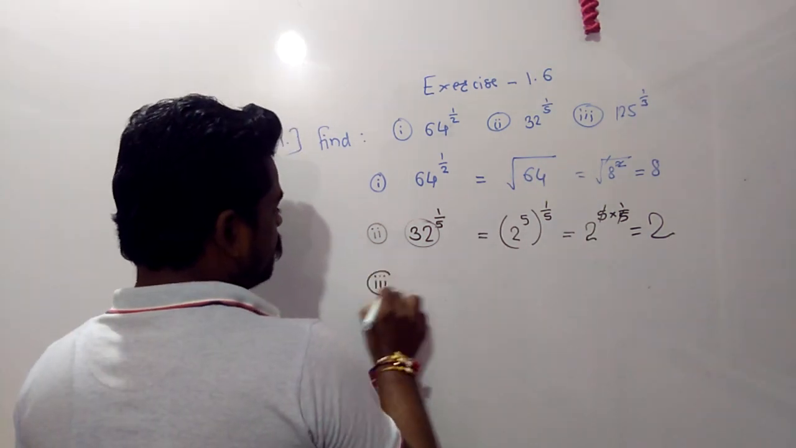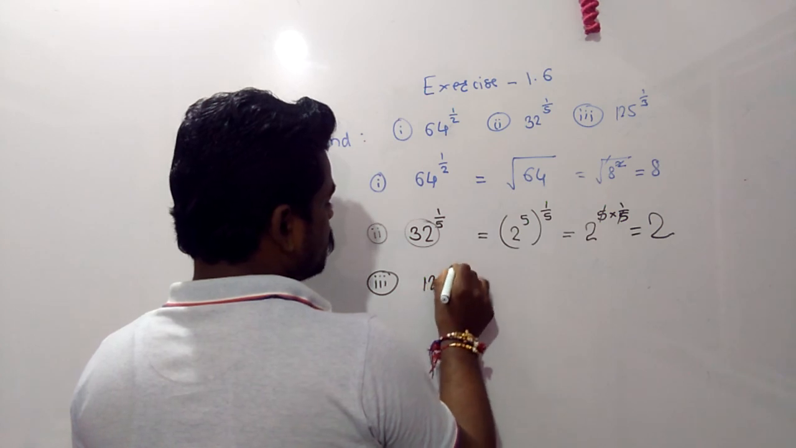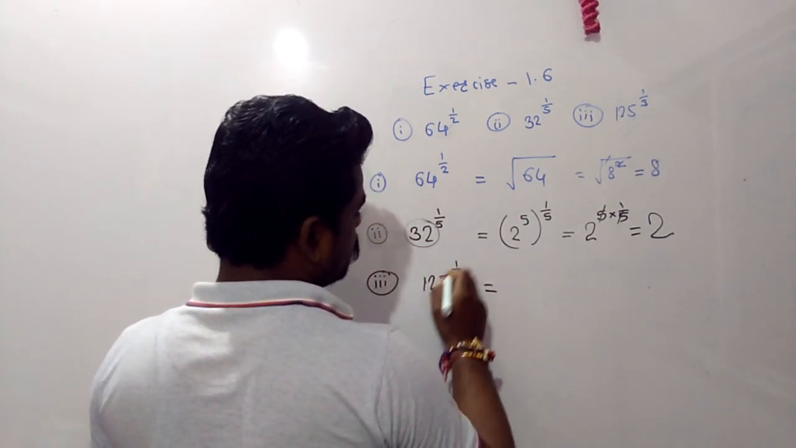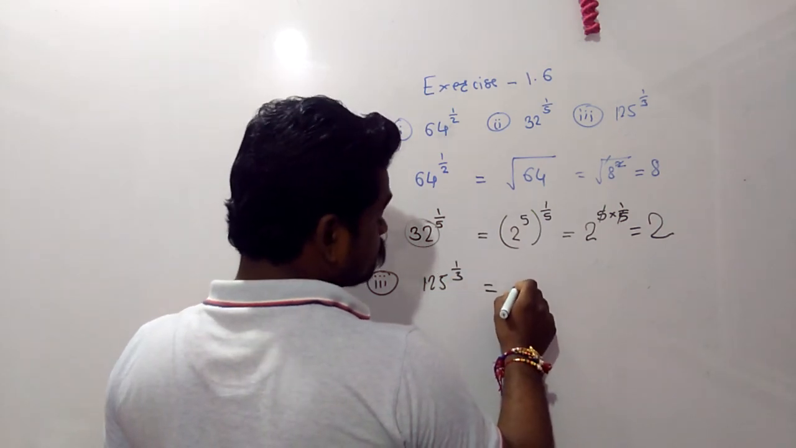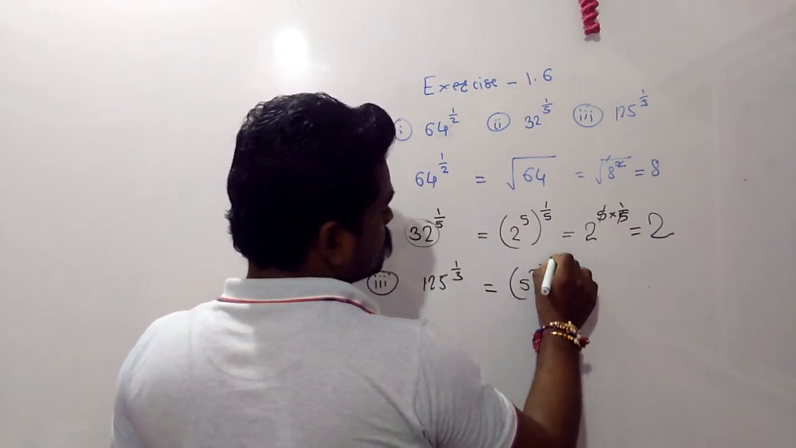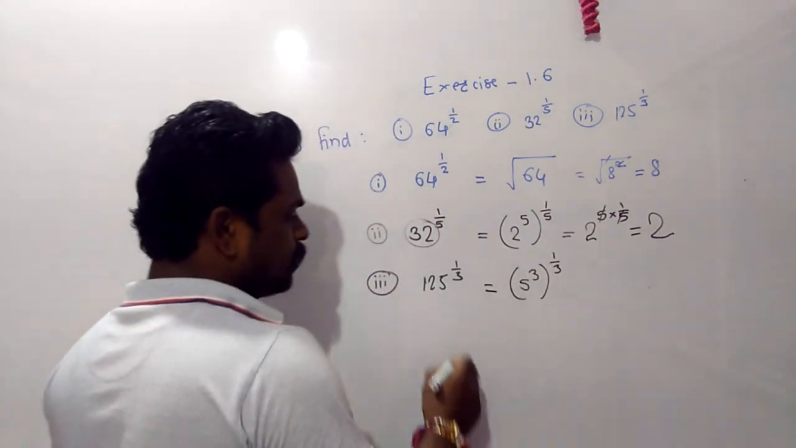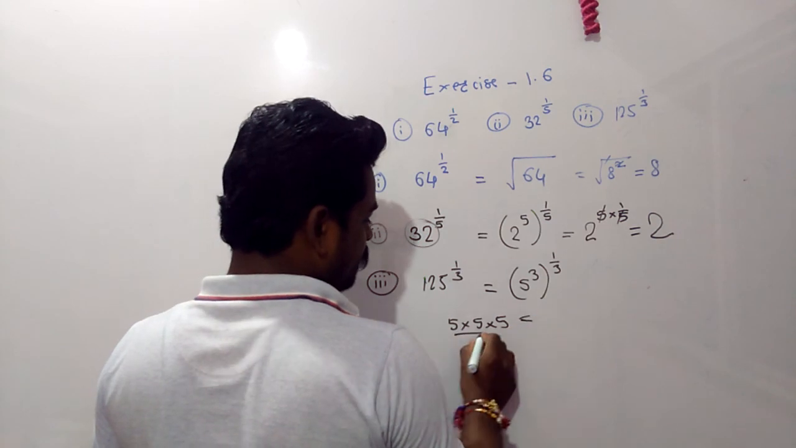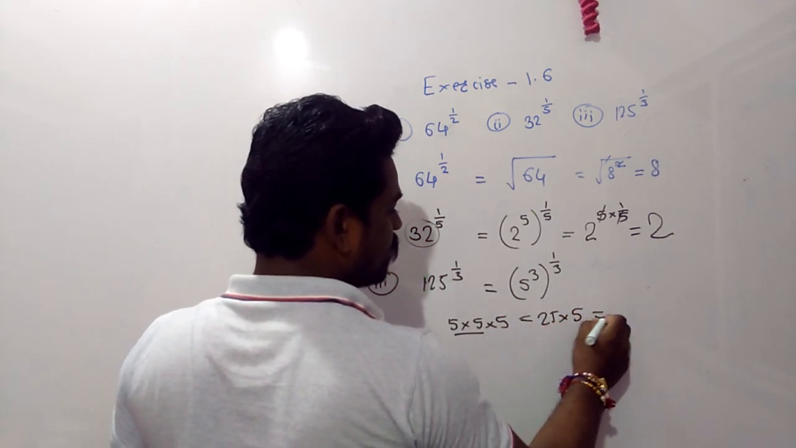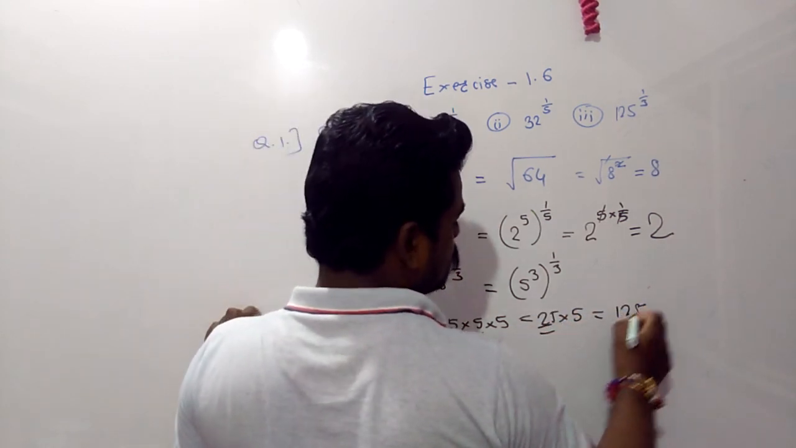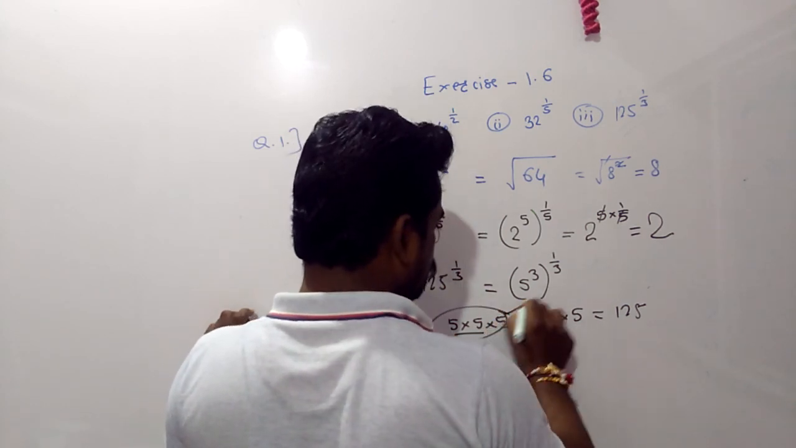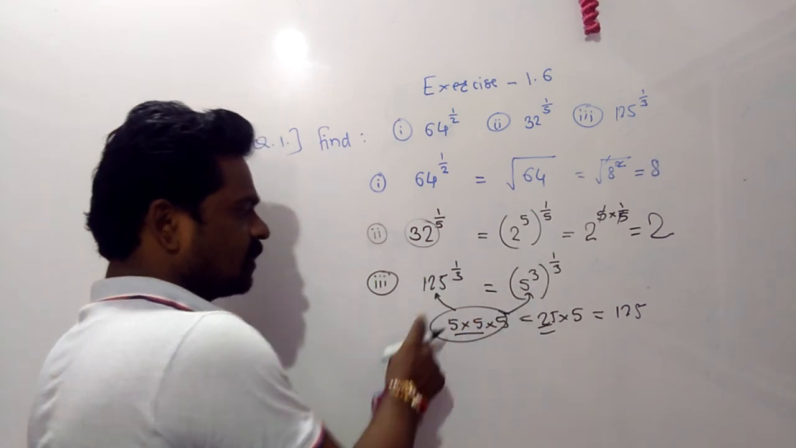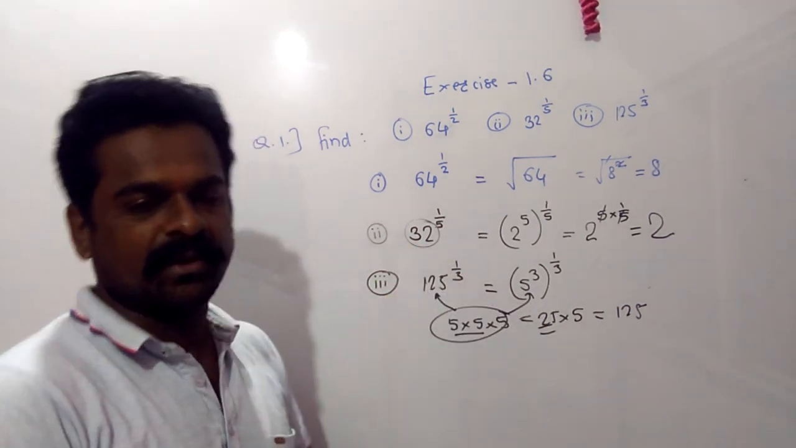Number 3. What is the third question? It is 125 raised to 1 by 3. What will be the answer? 125 raised to 1 by 3 is nothing but 5 raised to 3 raised to 1 by 3. Because 5 raised to 3 means 5 into 5 into 5: 5 5s are 25, 25 5s are 125. So 5 cube is nothing but 125, and we can write 125 as 5 raised to 3.